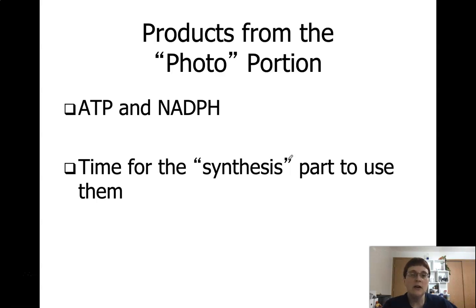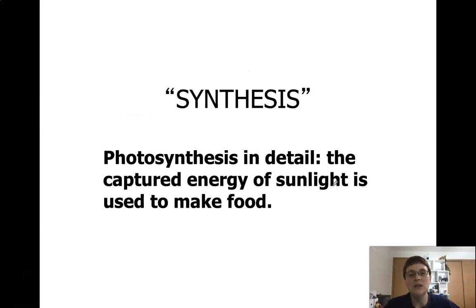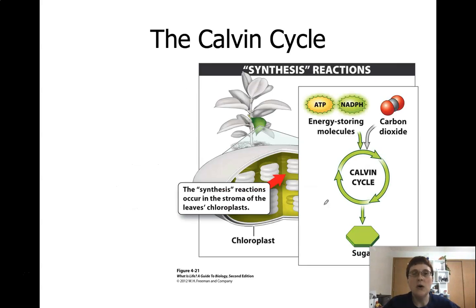So the next part of photosynthesis is the synthesis part. And what does synthesis mean? Synthesis means to make, to synthesize, to put together. And so the photo part, that's going to be using light. The synthesis part is where we're going to put stuff together. And so this is where we're going to take that captured energy from the sunlight and we're going to make food from it in the plant. Okay? So this part is called the Calvin cycle.